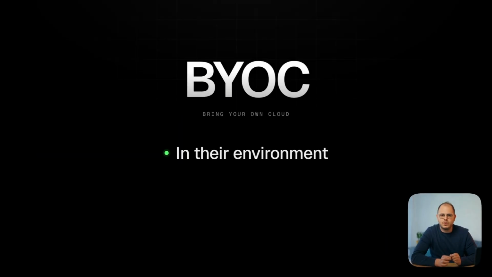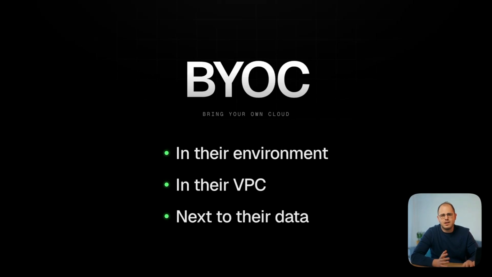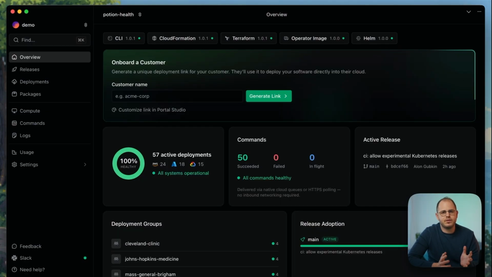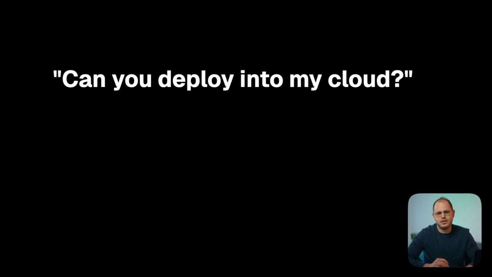That's exactly why we built Alien. Enterprise customers want your software running inside their own environment, their own VPC, next to their data. Today, we're happy to announce two things. First, we're launching the Alien platform. We've built it so that when your next 300K enterprise deal says they have this tiny little requirement, can you deploy into my cloud? You can just say yes.